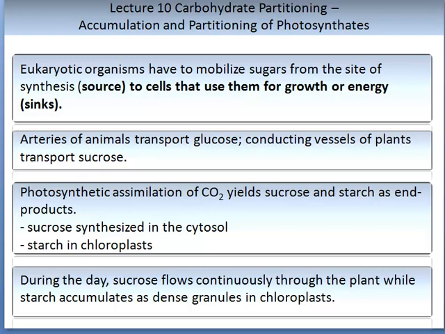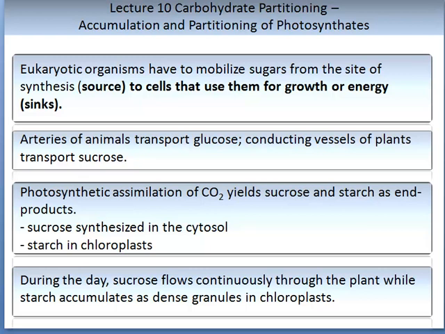Eukaryotic organisms have to mobilize sugars from the site of synthesis, what we call the source, to cells that use them for growth or energy, and we call these sinks. Arterioles of animals transport glucose, conducting vessels of plants transport sucrose. Photosynthetic assimilation of carbon dioxide yields sucrose and starch as end products. Sucrose is synthesized in the cytosol, while starch is synthesized in the chloroplast.